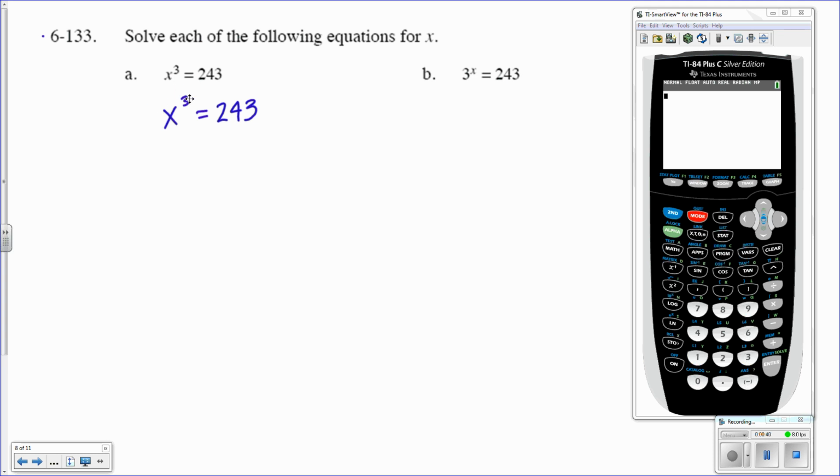So if it's being raised to the third power, we have to remember then that we are going to take the third root of it, or the cube root. And if we do it to one side of the equation, we have to do it to the other side. The cube root of x to the third would leave us with x.